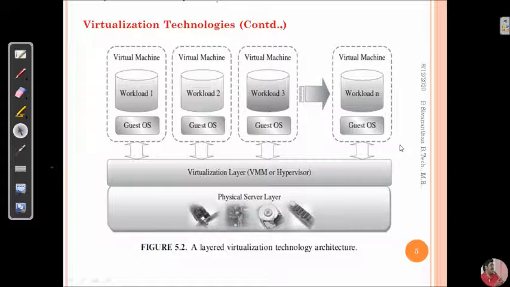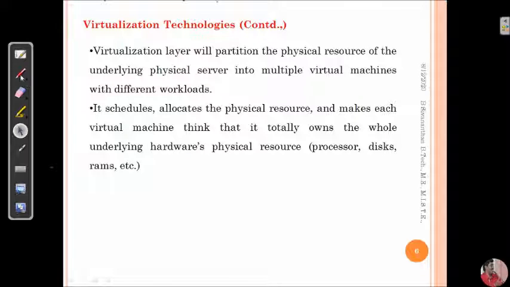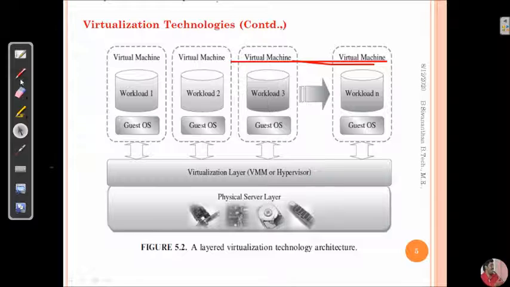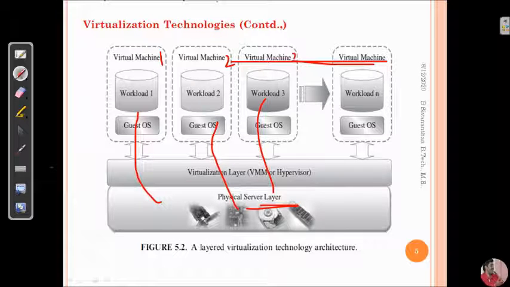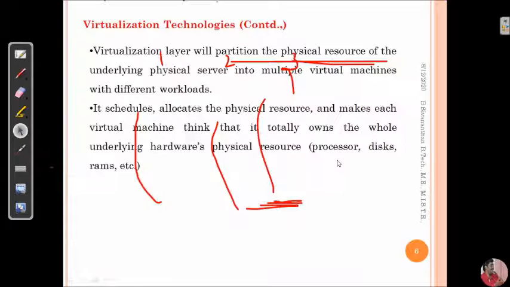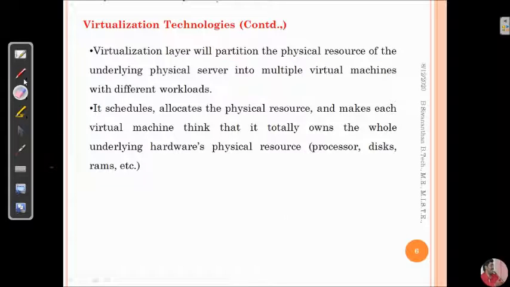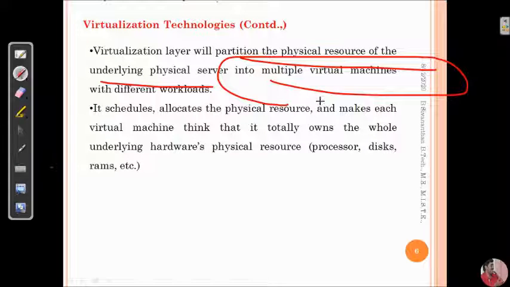Next, the virtualization layer will partition the physical resources. In the previous slide we saw that this physical layer is partitioned according to the needs of virtual machine 1, virtual machine 2, and virtual machine 3. So the physical layer is partitioned based on each virtual environment. That is the definition given here: the virtualization layer partitions the physical resources of the underlying physical server into multiple virtual machines.